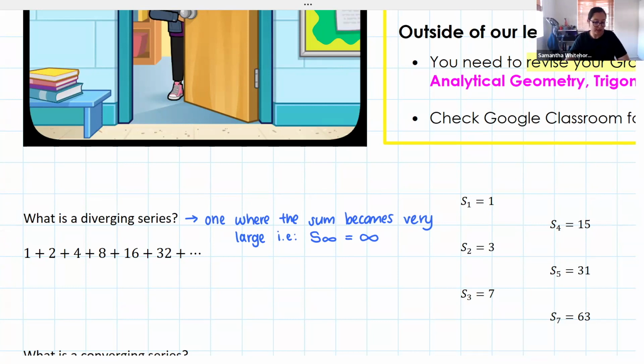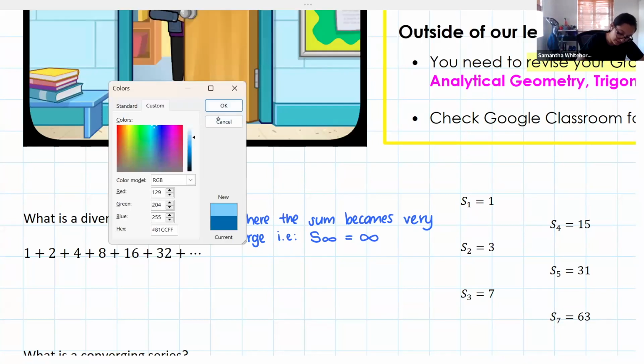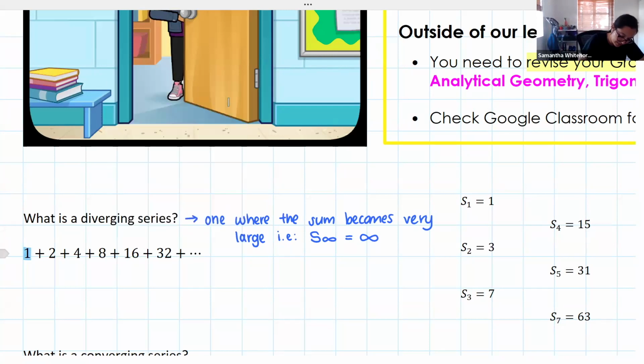So a diverging series, as we start to find the sum of more and more terms, our sum just gets bigger and bigger and bigger. And so it actually just starts getting closer and closer to infinity. An example of a diverging series is the one I've put down here. So if we have a look at this example, 1 plus 2 plus 4 plus 8 plus 16 plus 32 plus 64, etc.